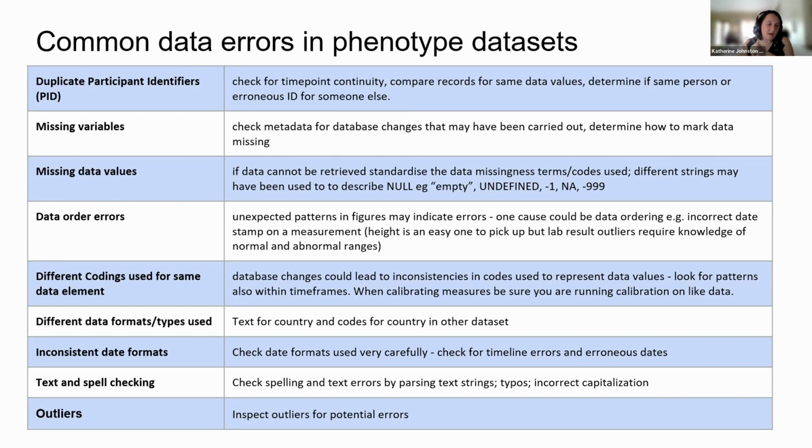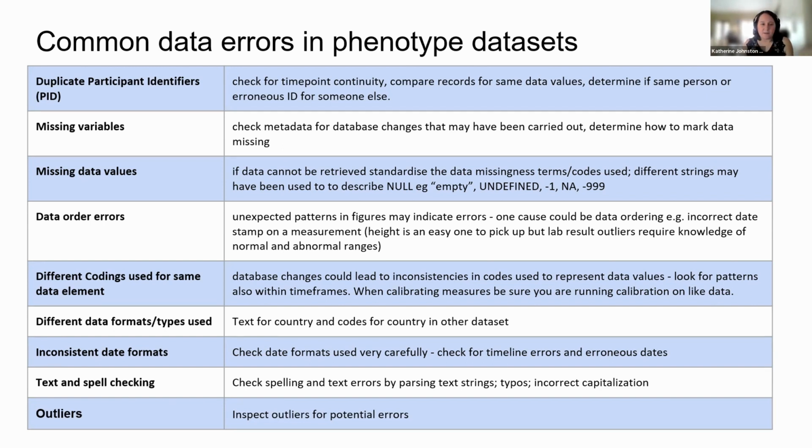Especially if you're thinking about the purposes of harmonizing phenotype data, you may want to connect this with the genetic data, and if you don't have appropriate identifiers, that's really going to be a crucial loss in your data cleaning and data harmonization process. So there may be missing variables.